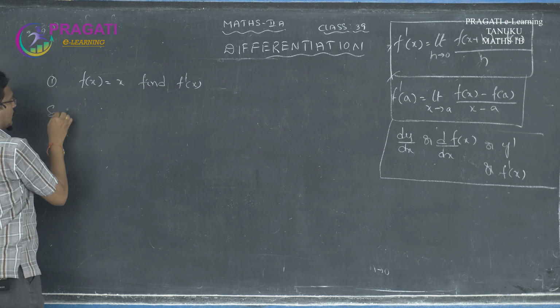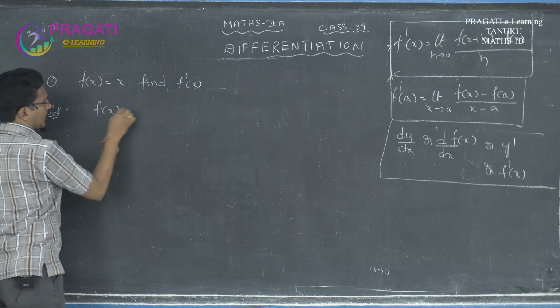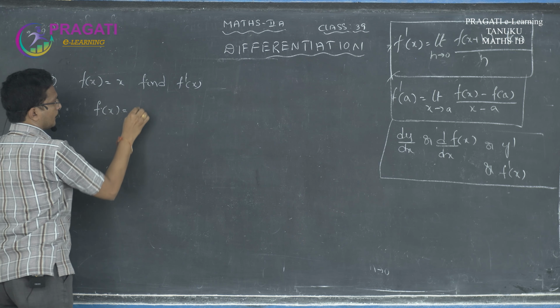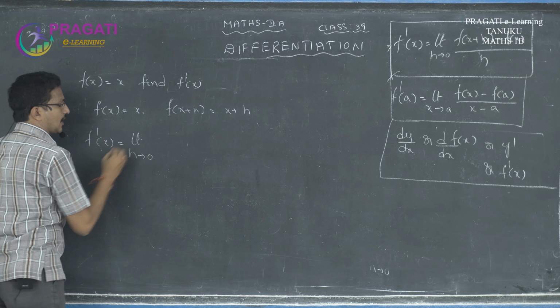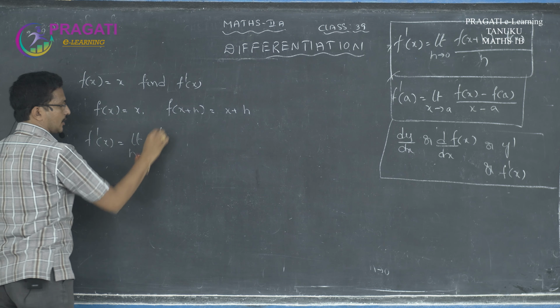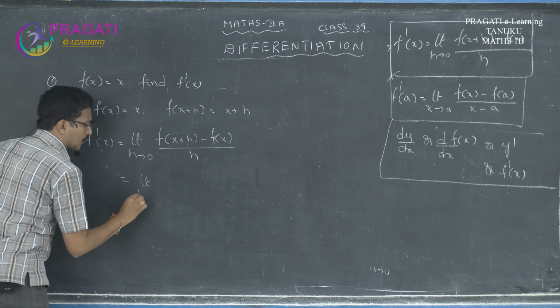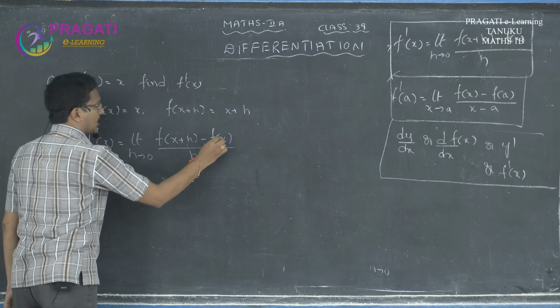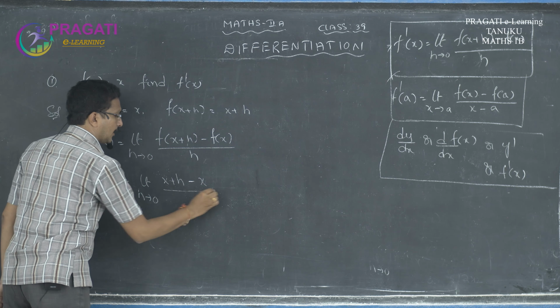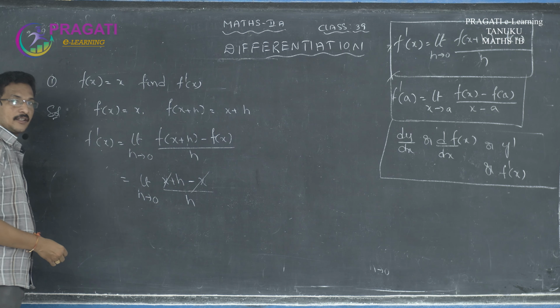First of all, the solution is f of x is equal to x. What is f of x plus h? Here replace x by x plus h, then we get the value x plus h. Now f dash of x is equal to, what is the formula? It is the first principle, also called limit h tends to 0, f of x plus h minus f of x by h. Okay, limit h tends to 0, f of x plus h means x plus h, minus f of x means x, by h. Minus x plus x cancelled.